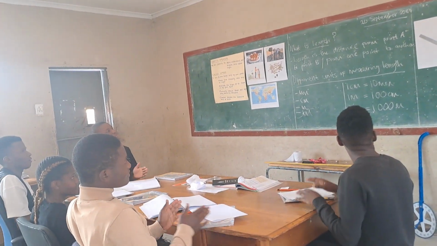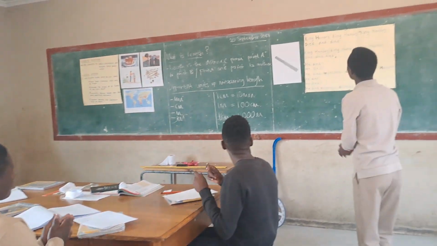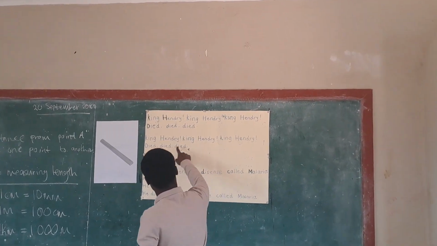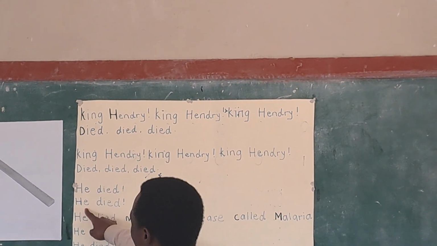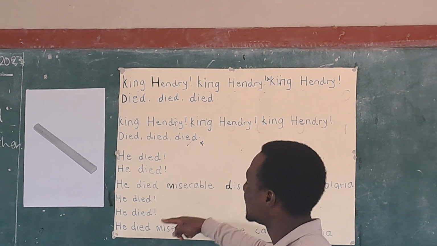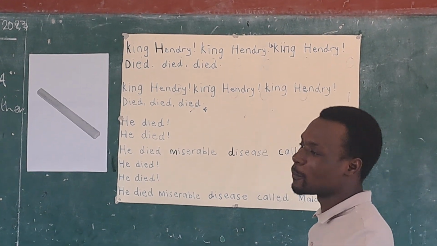King Henry, die. King Henry, die. He died on a miserable disease called malaria. He died on a miserable disease called malaria.